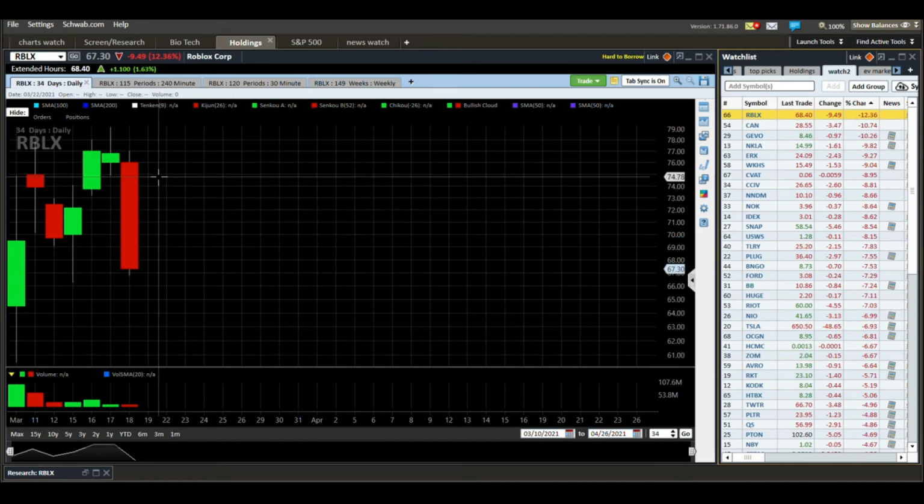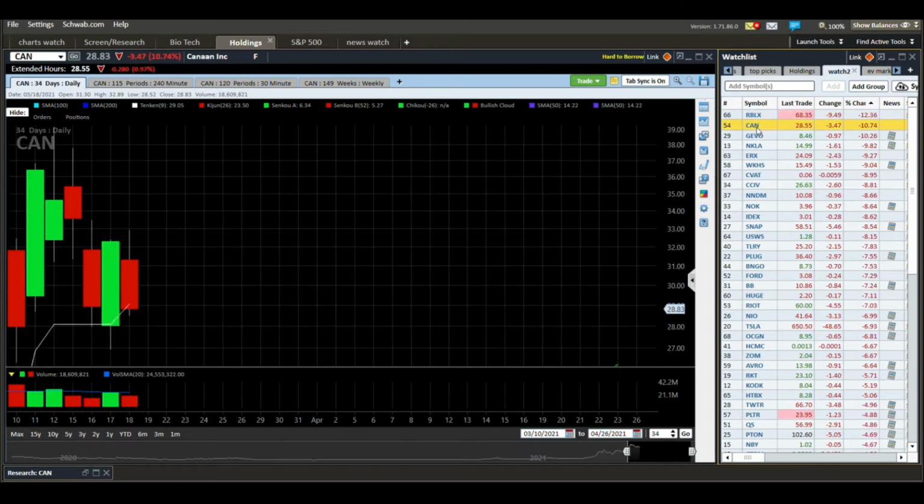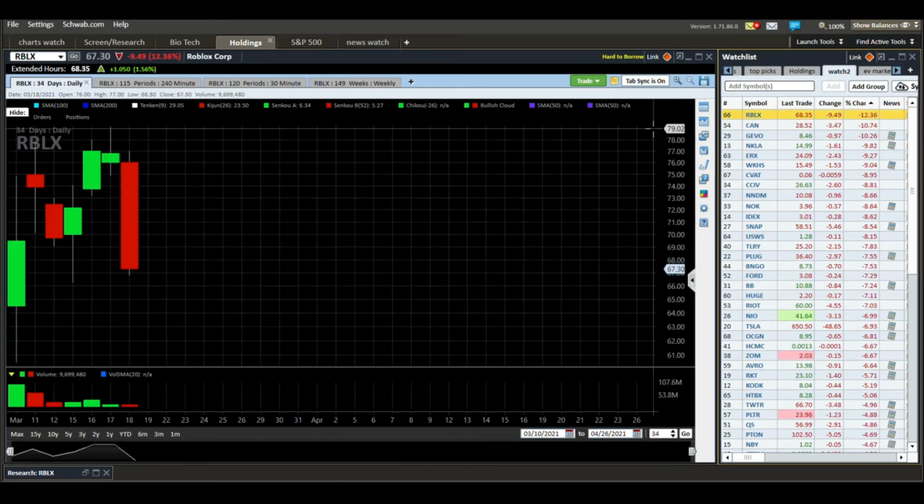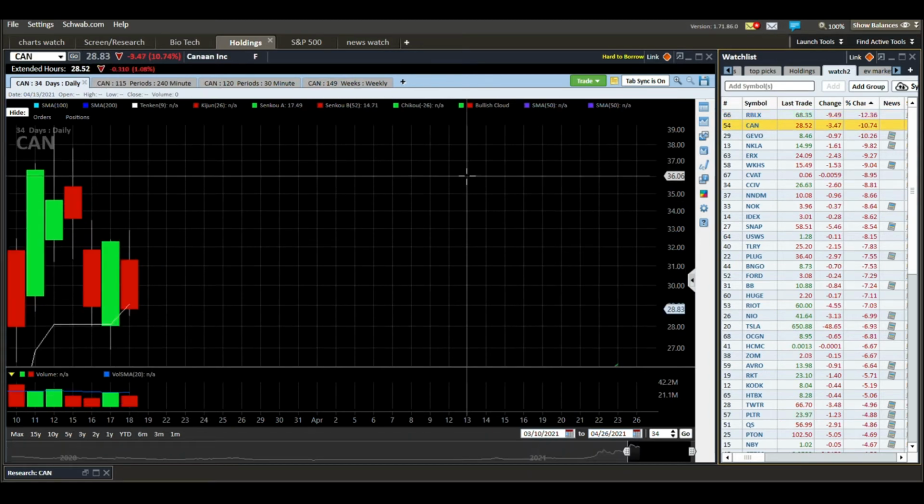Be careful with IPOs because they don't have enough chart history to really give you a gauge of where they're going to trade or how they even trade. And these are some of the biggest losers today. Canon. Let's see, Roblox. Yeah, that's all the chart history we have.